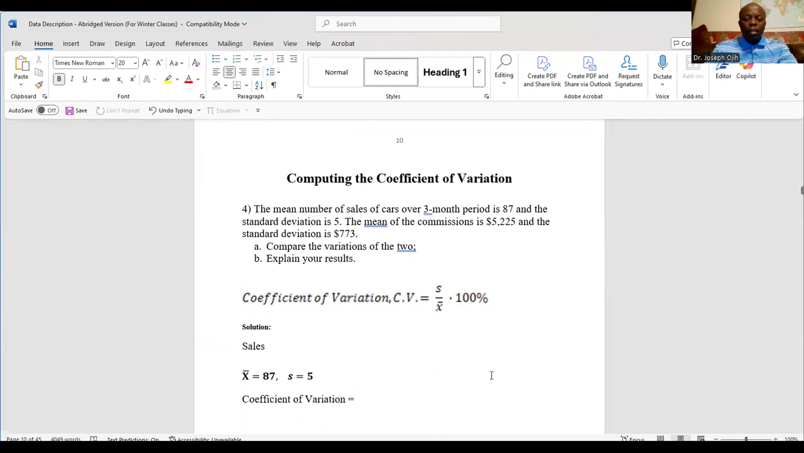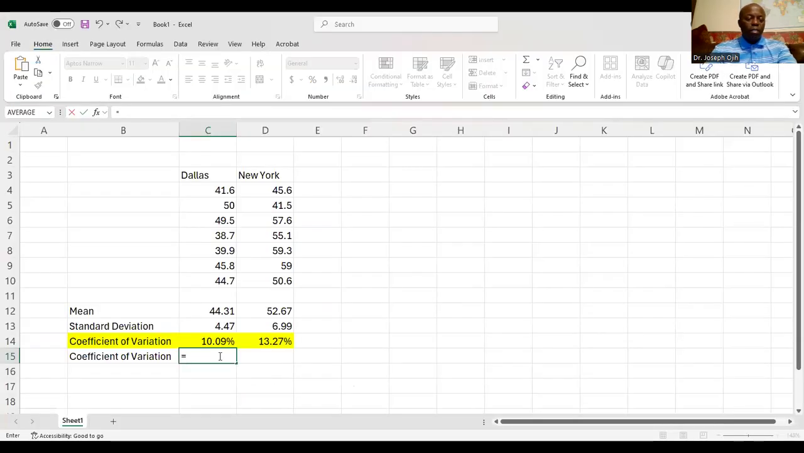So that's the formula we use right here, which means put equal sign first. And this is the standard deviation for Dallas, 4.47. Click on it. Then put the /, which is the division symbol for Excel, divided by the mean, the mean right here. And then you press the enter key.